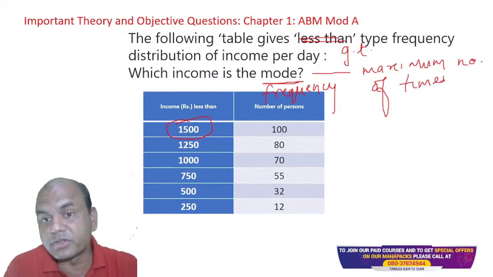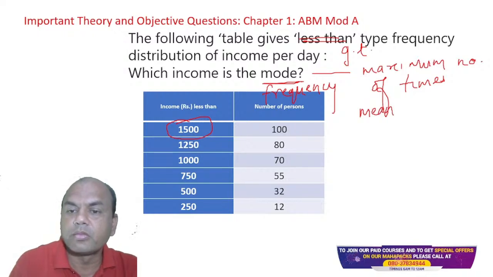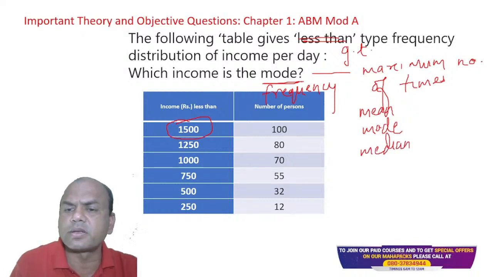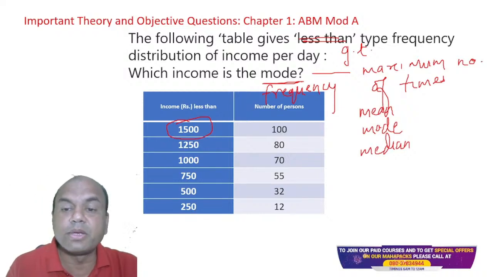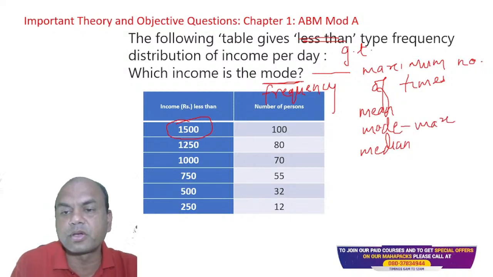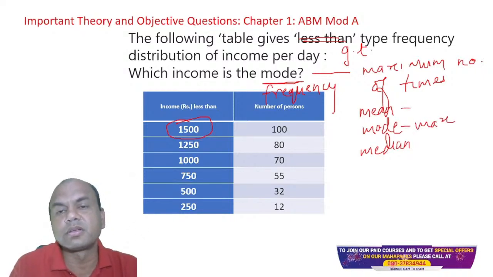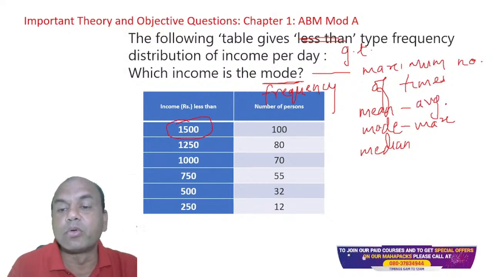There are three words you'll face again and again: mean, mode, and median. Okay, these are the three words you'll face many times. So what is this mean, mode, median? See, mode, just now I told you, maximum number of times. Mean is average. And median means what?